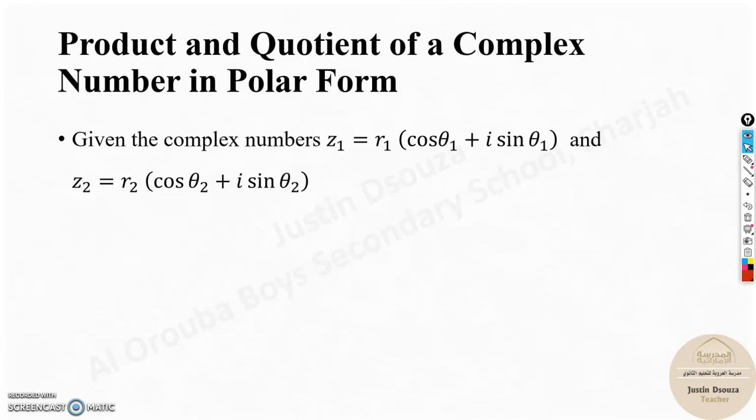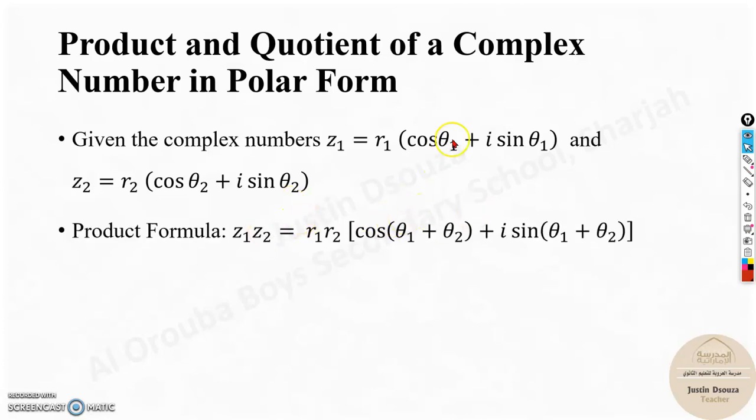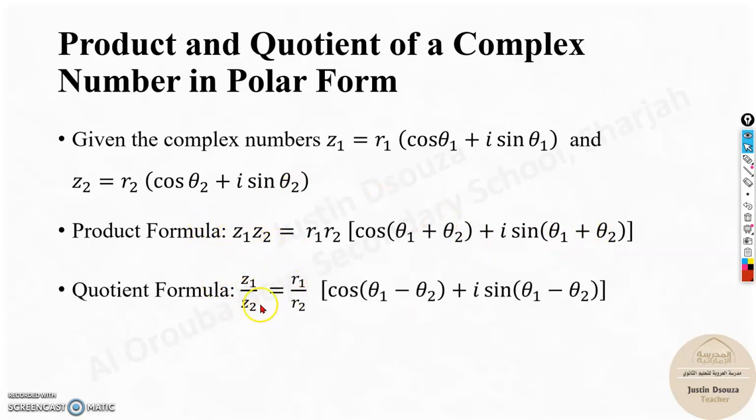For the product, it's very simple. You must remember that product means multiplying the radii and adding the angles. For z1 and z2, multiply the radii, and for the angle, cos of theta 1 plus theta 2, and the same for i sine of theta 1 plus theta 2. Whereas for the quotient, it's division. Z1 divided by z2: divide the radii, r1 divided by r2, but the angles are subtracted, cos of theta 1 minus theta 2 plus i sine of theta 1 minus theta 2.